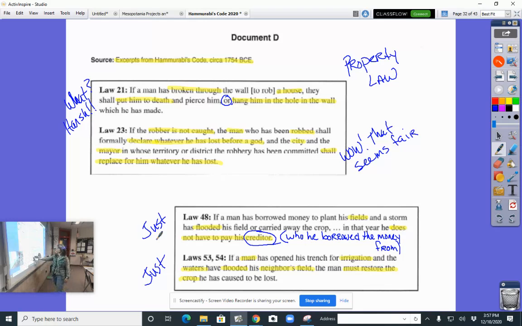And then if you look at laws 54 and 55, if a man has opened up his trench, he's let out some water, and all of that water goes and floods his neighbor's yard, well, then that man must restore the crop that he's caused to be lost. Okay, so you might write that these laws are just. You might think they're not just. You decide, but this is just what I did, okay?